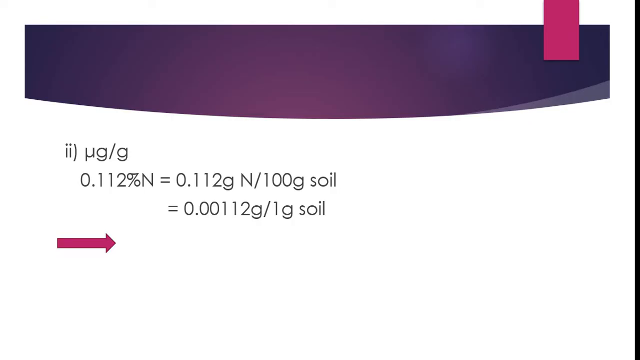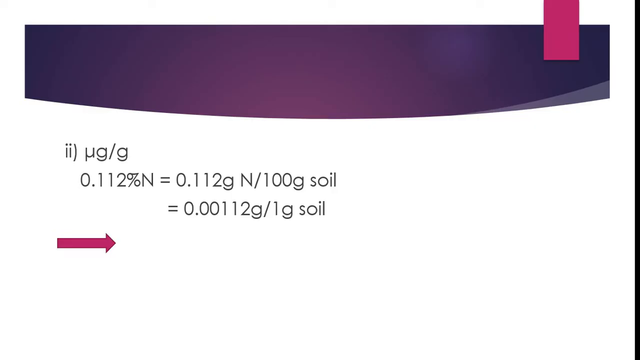So we have this. Now you can see that this value, as I was saying earlier, is so small that we can't deal with it easily. We have 0.00112 grams of nitrogen in 1 gram of soil. That is a very small number. To avoid this, we could change it to micrograms per gram. We change the top to micrograms so that we can have a whole number, a more realistic number, instead of plenty of decimals.